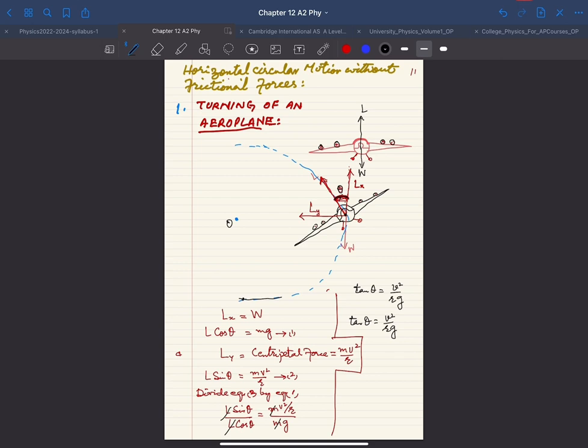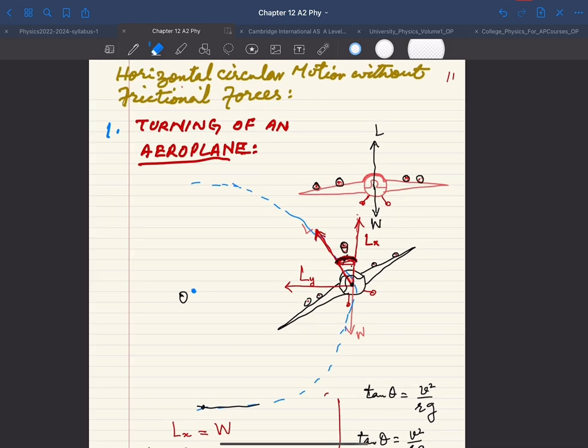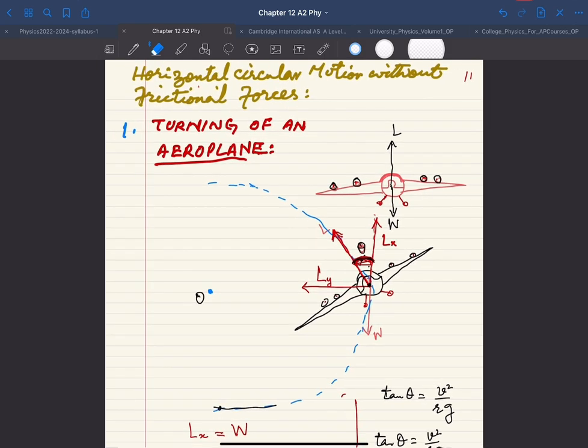We have gone through the situation of a motorcyclist bending around a corner, and we have discussed why it is important to lean inwards when he wants to take a turn. In that case, we dealt with a situation where the frictional force between the tires and the road was present. But here we have a situation of horizontal circular motion without frictional force, a new one.